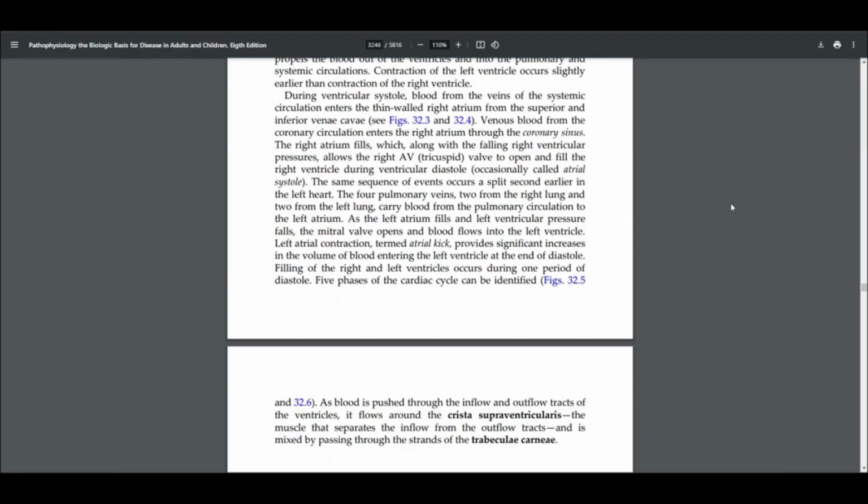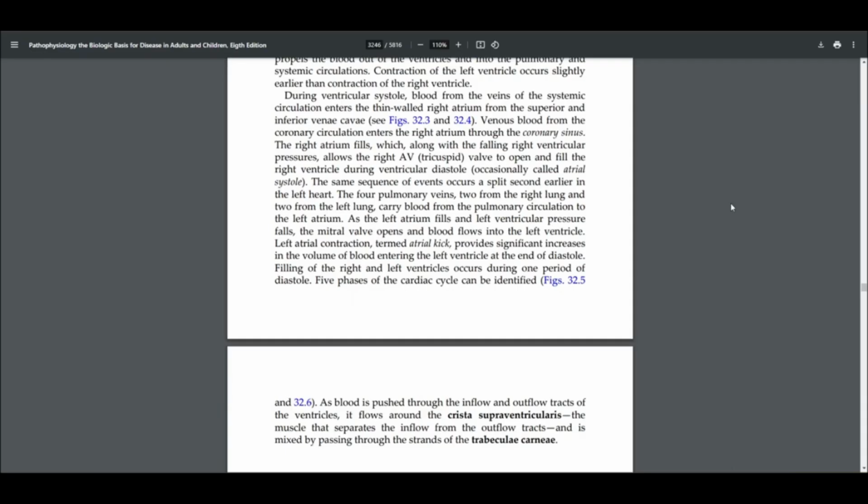The same sequence of events occurs a split second earlier in the left heart. The four pulmonary veins, two from the right lung and two from the left lung, carry blood from the pulmonary circulation to the left atrium. As the left atrium fills and the left ventricular pressure falls, the mitral valve opens and blood flows into the left ventricle. Left atrial contraction, termed atrial kick, provides significant increases in the volume of blood entering the left ventricle at the end of diastole. Filling of the right and left ventricles occurs during one period of diastole.